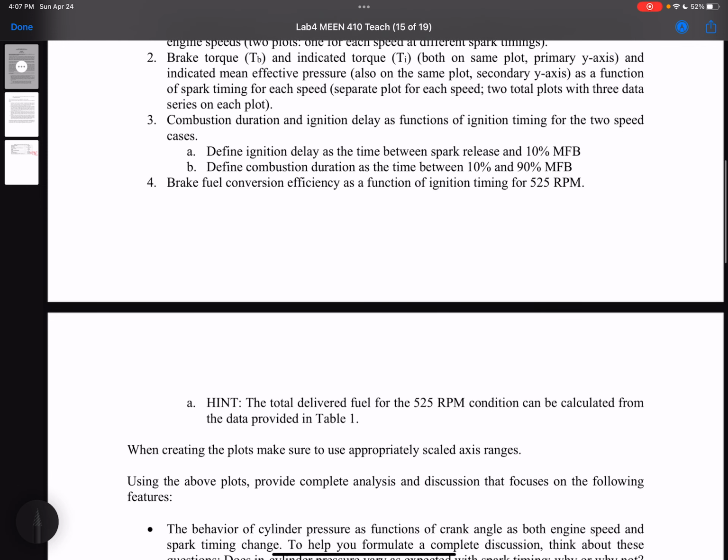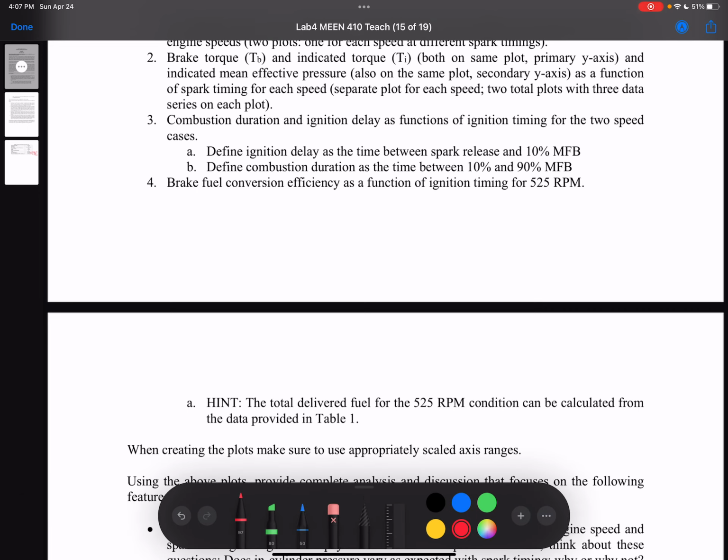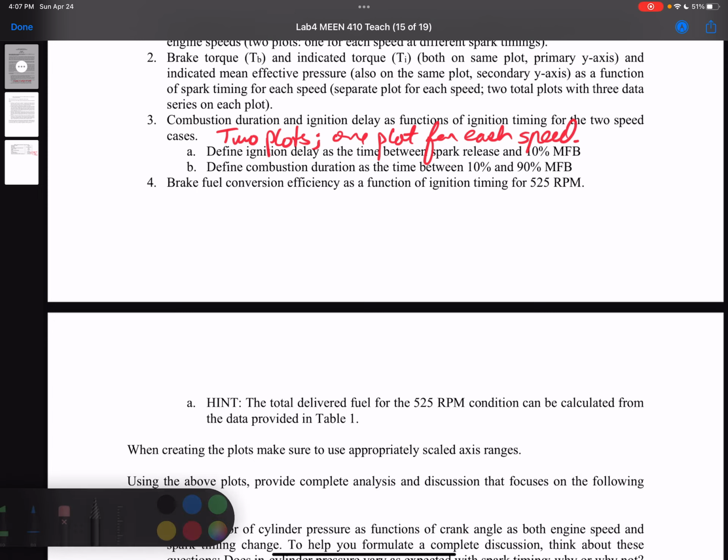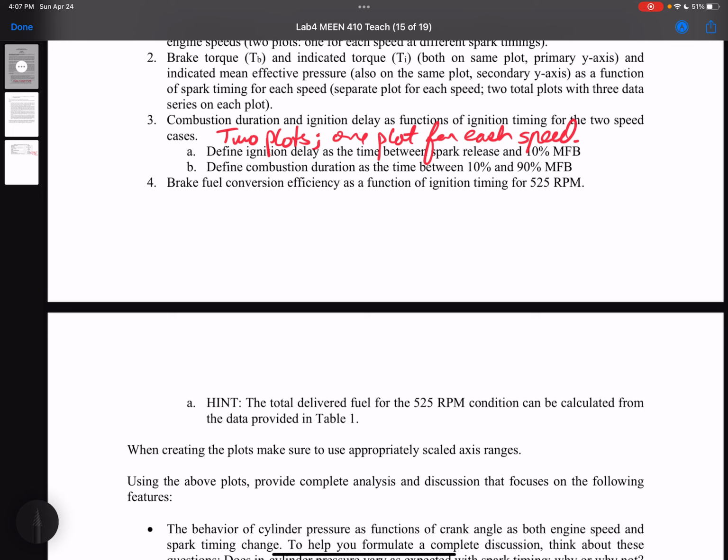The third item that you'll plot is combustion duration and ignition delay as functions of ignition timing for the 2 speed cases. So again, 2 plots, I don't say that here, but you'll be making 2 plots, right? One plot for each speed. Okay, and the handout here provides you some description as to how you can define ignition delay, right? So ignition delay is defined as the time between spark timing and 10% mass fraction burned.